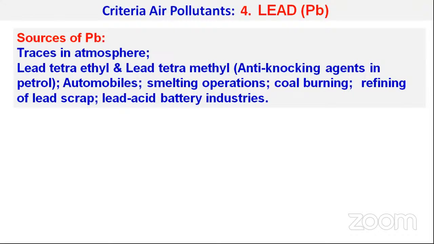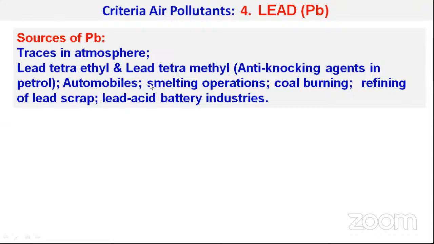Lead is very dangerous. Now, what are the sources? As it is present in the atmosphere, nobody can prevent it. Lead tetraethyl and lead tetramethyl we intentionally add as additives for the anti-knocking property of the internal combustion engine. It is now banned, but in some countries even now they are cheap, so they are adding it. Automobiles have a lot of lead emanation because many parts of automobiles have solder and welding joints, where sometimes lead is there.